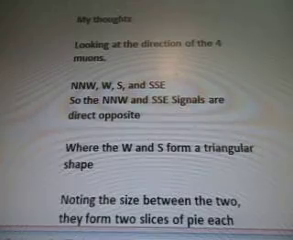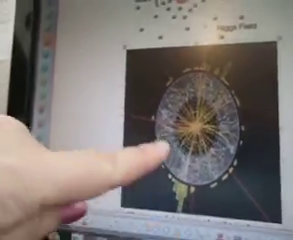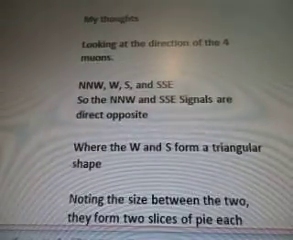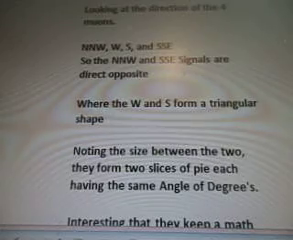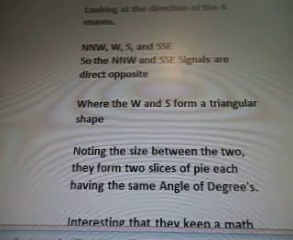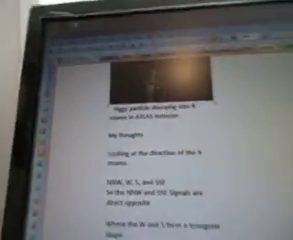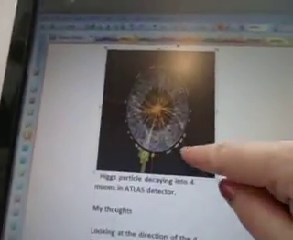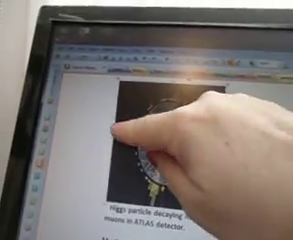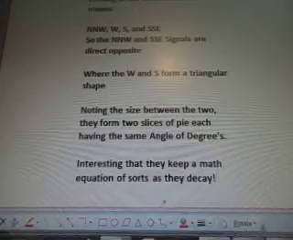Where the west and the south form a triangular shape. These ones too. That creates some sort of angle, right? That's what we're getting at, the angles here. So noting the size between the two, they form 2 slices of pi each, having the same angle of degrees. So if you measure these 2 here and these 2 here, there's an angle there, and then there's the same amount of degrees based on what this picture looks like. Interesting that they keep a math equation of sorts as they decay.